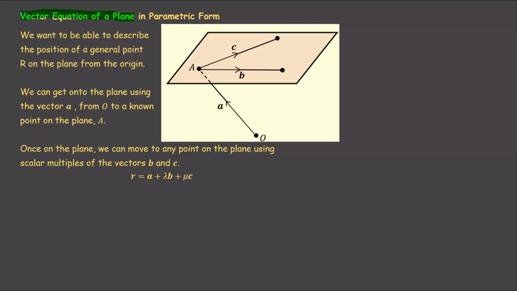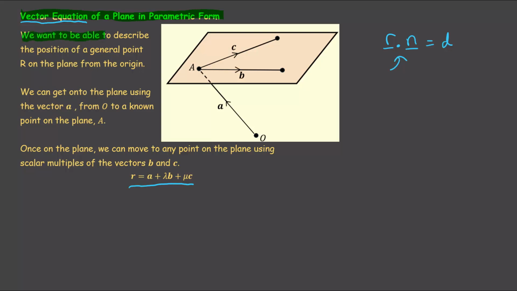Vector equation of a plane in parametric form. First thing to note is that this is a vector equation when it's in parametric form. So when you talk about vector equation, it's important to say whether you're working in scalar product form or in the parametric form, which is given at the bottom here, and we'll explain that as we go through this lesson.